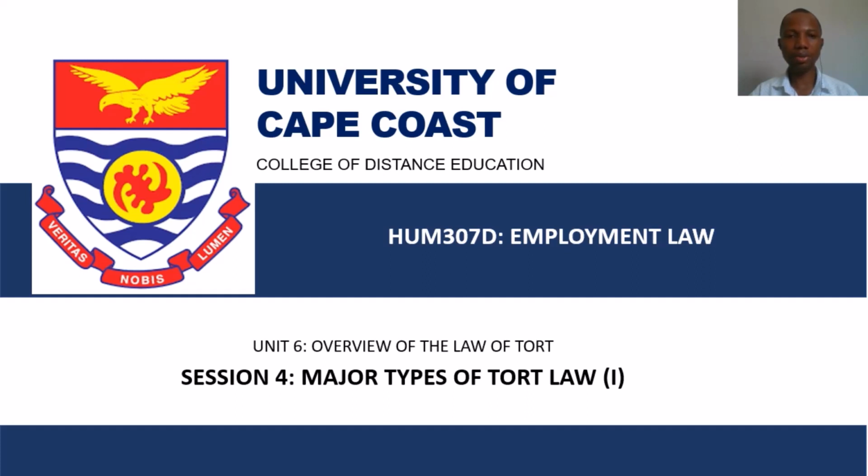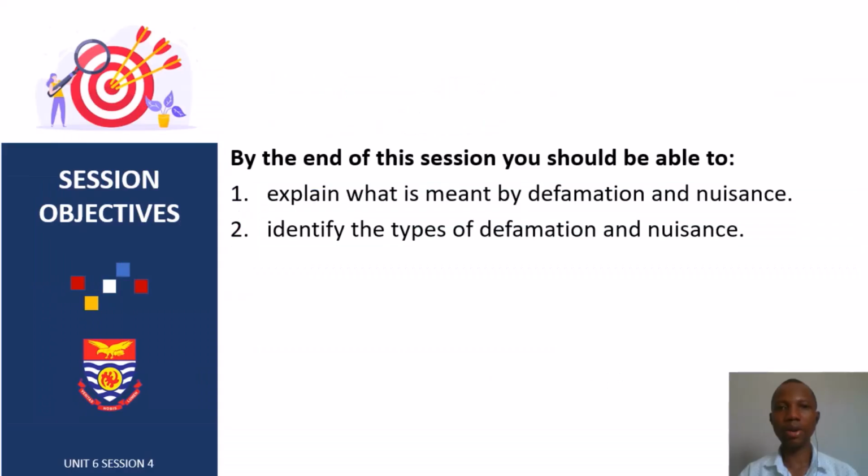Today we look at section 4 of unit 6, where we cover major types of tort law, category 1. By the end of this session, you should be able to explain what is meant by defamation and nuisance, and identify the types of defamation and nuisance.